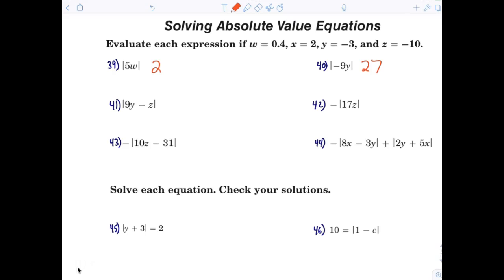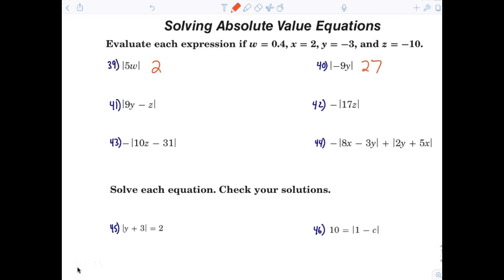Hey, listen, I need to finish up, guys. It's almost time to go, and I haven't gone through all the problems. So I want to get through this. All right? So, again, 9 times y, stay with me. What is that? Negative 27. Negative 27 minus a negative 10 would be negative 37.